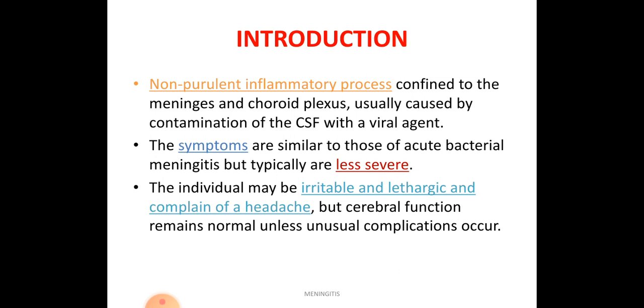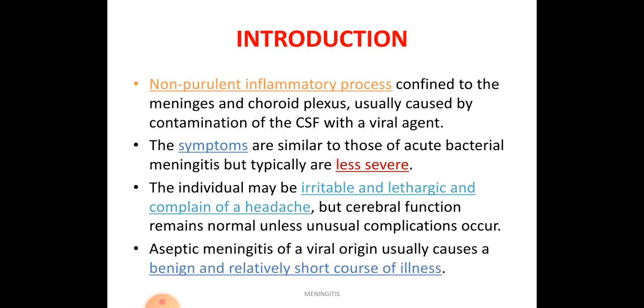Why does the headache occur? The reason is very common, that is because of stretching of inflamed meninges. But the cerebral function remains normal unless there is some serious complication. So here is the good part: brain tissue and spinal cord tissues are affected less, so cerebral function remains normal. Now, aseptic meningitis of viral origin usually causes a benign and relatively short course of illness. So the patient will recover earlier as compared to bacterial meningitis. We can say the duration or course of illness will be relatively less.